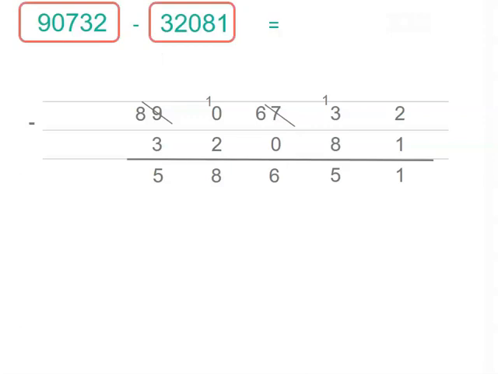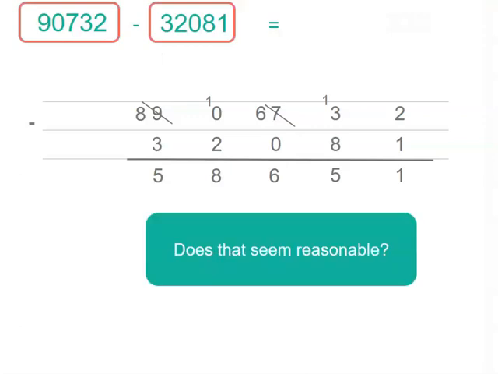Now, is that reasonable, do you think? Let's have a look at those numbers that we started with. We had 90 thousands and we took away 32 thousands. Well, let's round it to the nearest thousands. 90 minus 30 is 60,000. But we also took away another 2,000. So that's 58,000. So even before we look at the hundreds, tens and units, we're expecting an answer around 58,000.